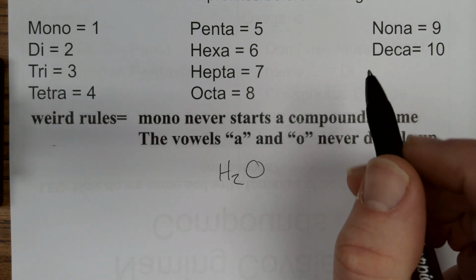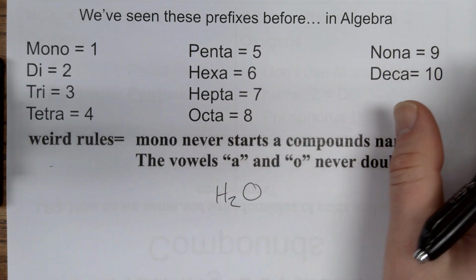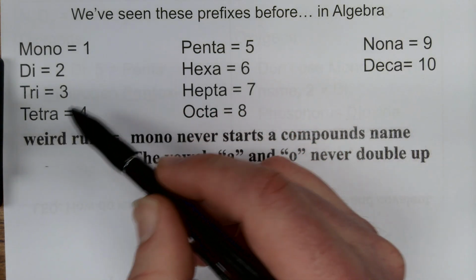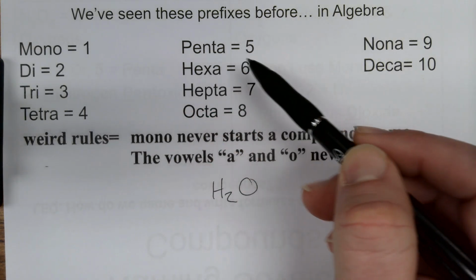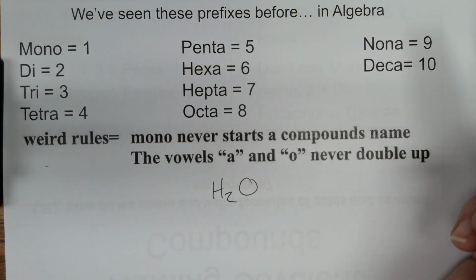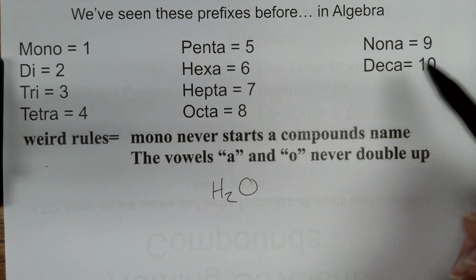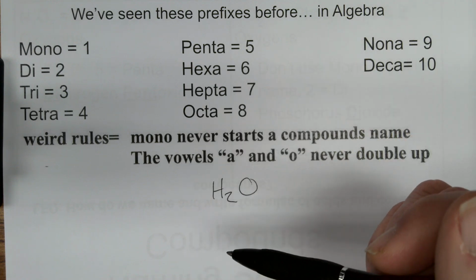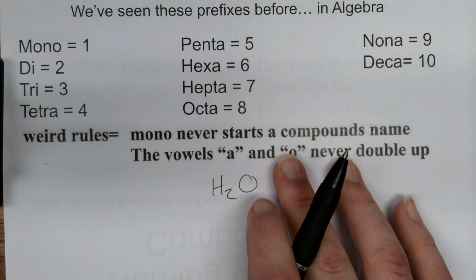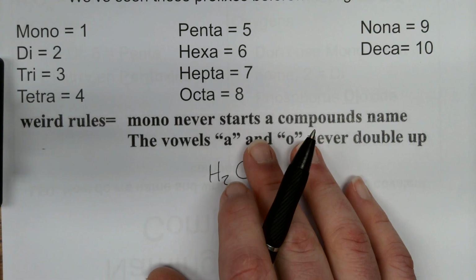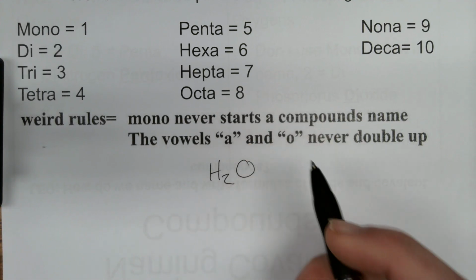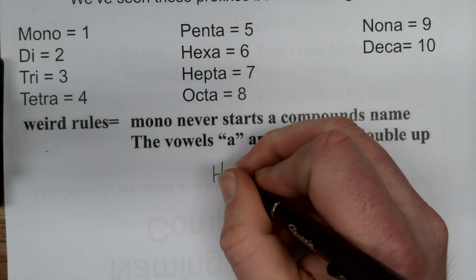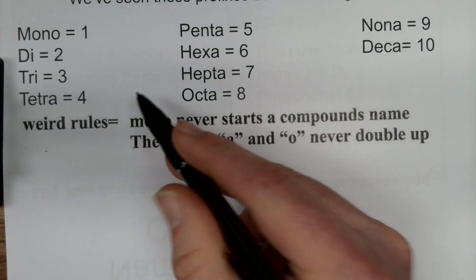Now, I'm going to use these prefixes I've seen in algebra. 1 stands for mono, di for 2, tri 3, tetra 4, penta 5, hexa 6, hepta 7, octa 8, nona 9, deca 10. We've seen these prefixes before, usually in front of a polygon. But when I'm naming my compounds, however many atoms I need, I'm going to put that prefix in front of the word.